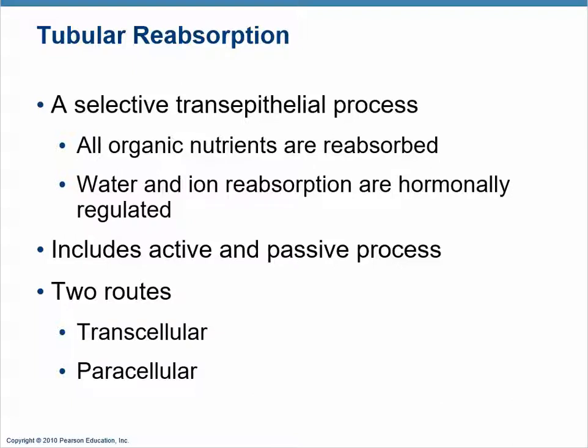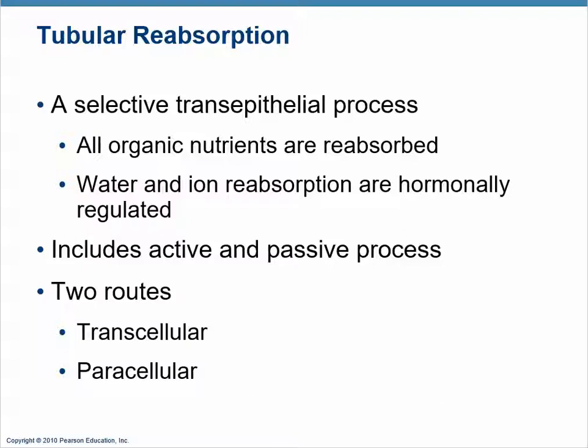And it has to cross a couple of epithelial barriers. The one epithelial barrier that it crosses is the renal tubules themselves, the nephron tubules. And the other is the walls of the peritubular capillaries. And through this, we bring back all the nutrients. We reabsorb all the nutrients, presumably, as much water as we can, and the reabsorption of ions.